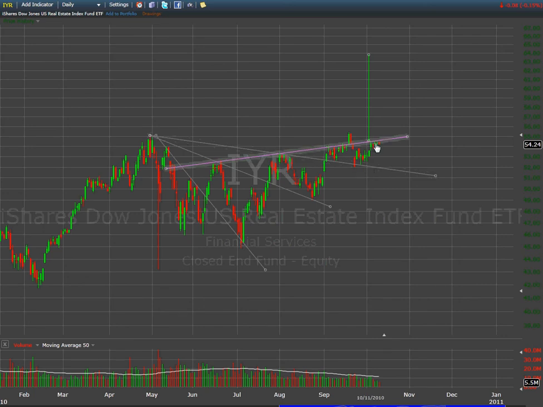So if we break this line, I think we're going to see some good gains in real estate, but that's got to happen. Again, I'm encouraged by these three lines and how once those have been broken, it's been a back test that has not yet failed. So if we break this neckline, we may be in good shape.